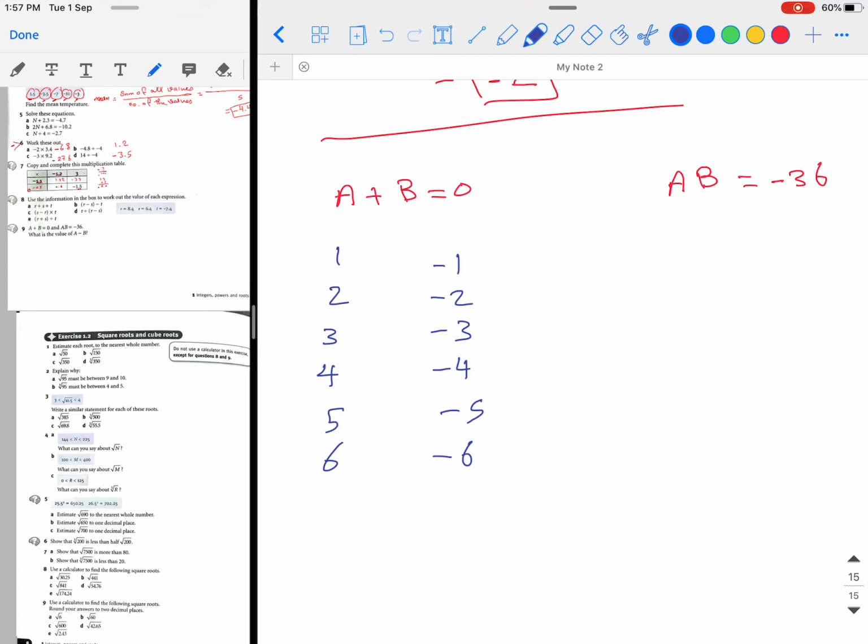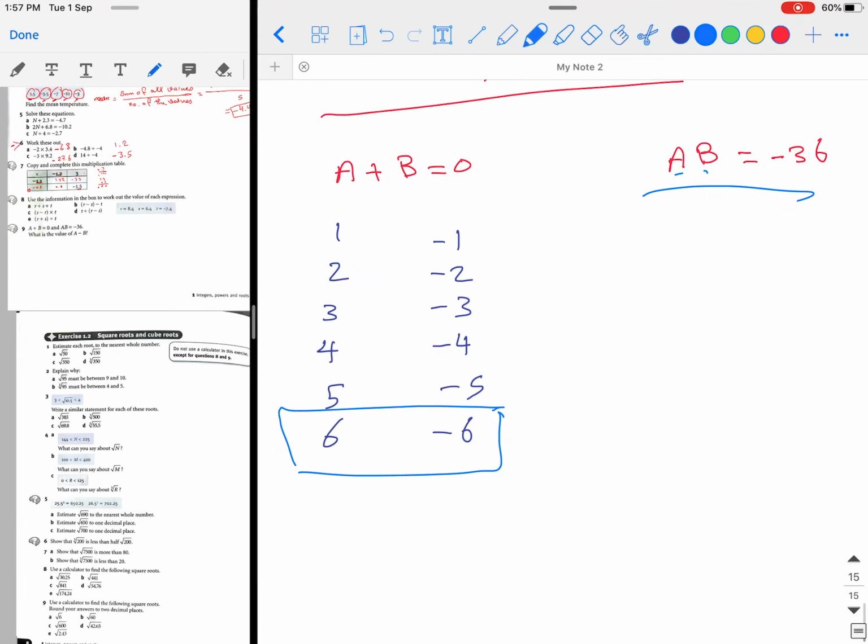Okay, but which pair should I take? According to this one, I need two numbers. If I multiply, I will get negative 36. Of course, it will be this one, 6 and negative 6. So A and B, one of them is 6 and the other one is negative 6. So which one is 6 and which one is negative 6? Actually, I don't know. It can be A 6 and B negative 6, or A negative 6 and B 6.